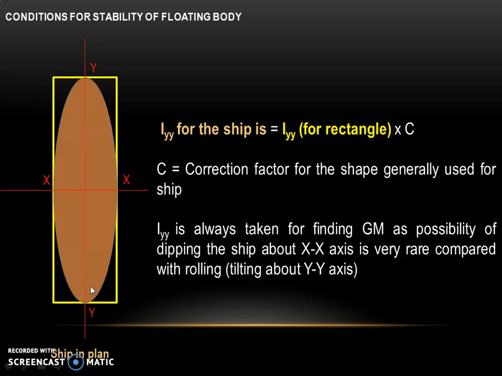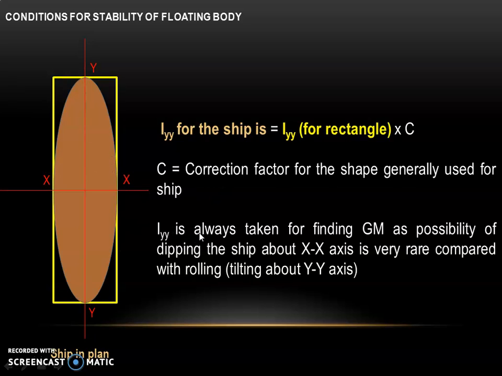Here we can see the ship, and this is the plan, and it is enclosed in a rectangle. To find Iyy, that is moment of inertia about YY axis for this ship, we use the equation Iyy for the rectangle, which is shown in yellow color, into C. C is the correction factor for the shape generally used for the ship.